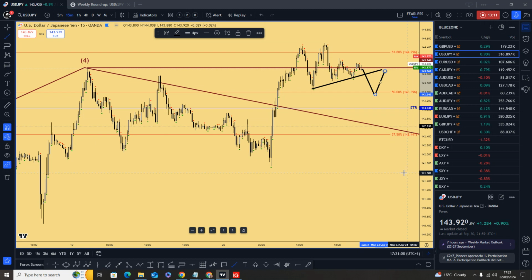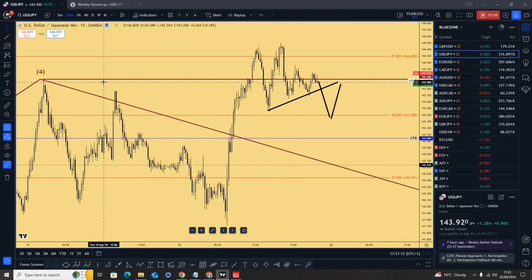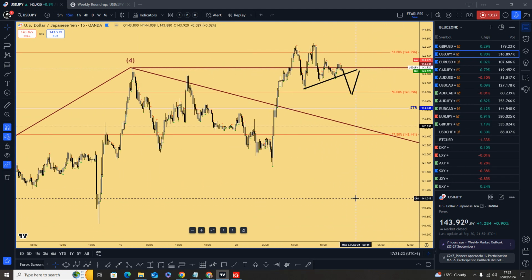That could be a trade, but I will not short the dollar yen above this level of 143.94. That is the ceiling that we want to see, that price is trading below it for a continuation of the downtrend in the dollar Japanese yen.